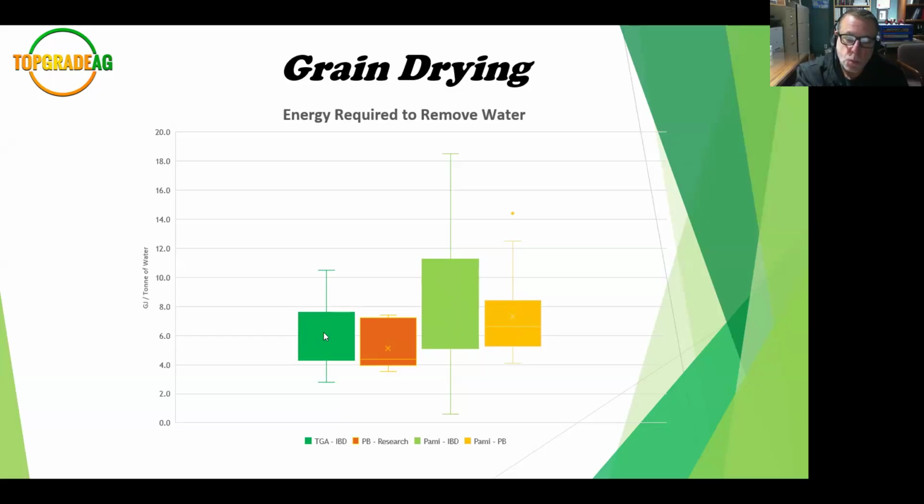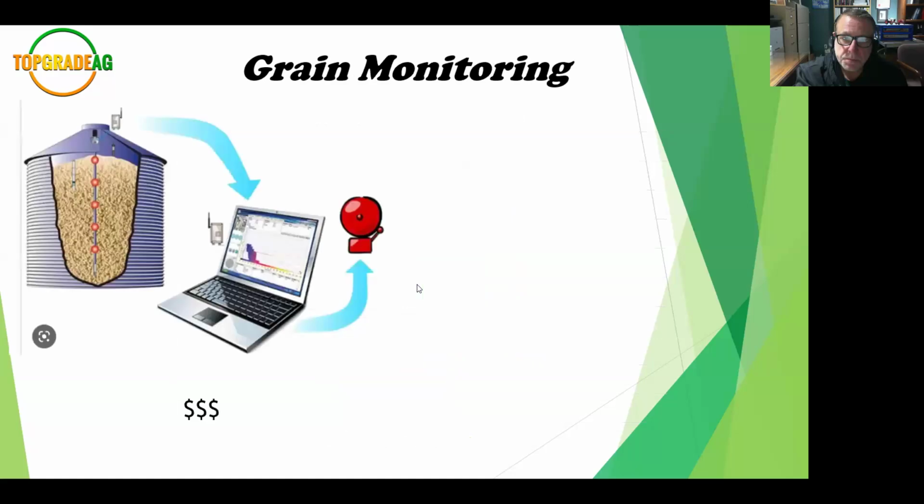And you can see that with proper instrumentation and appropriate attention to detail, in-bin drying is very much competitive as far as efficiency goes with any purpose-built grain dryers. So that's a really key takeaway.